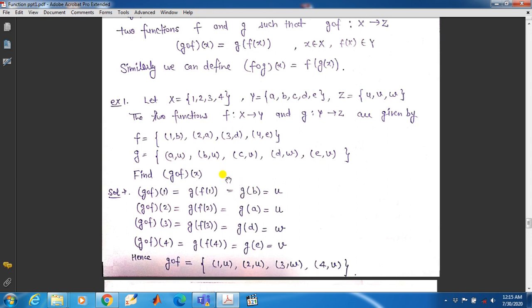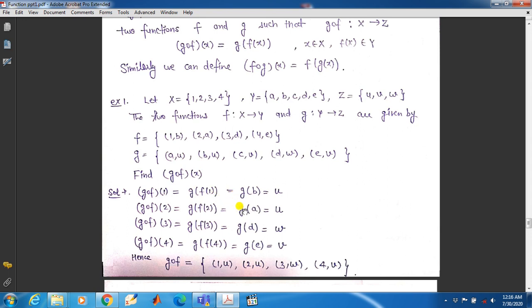g(b) means you have to go to the function g. Here g(b) will be u. So this is the way to write the product function. Similarly for 2, for g o f of 2, first write the notation g(f(2)). Now first find the value of f(2). For f(2), go to the function f and look at the image of 2. f(2) will be a. So that becomes g(a).